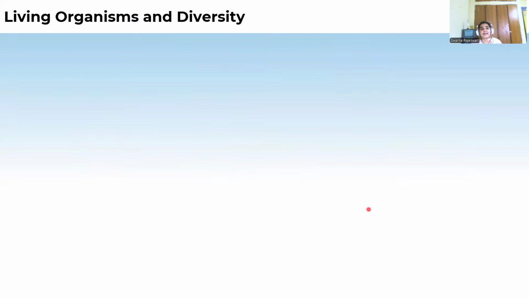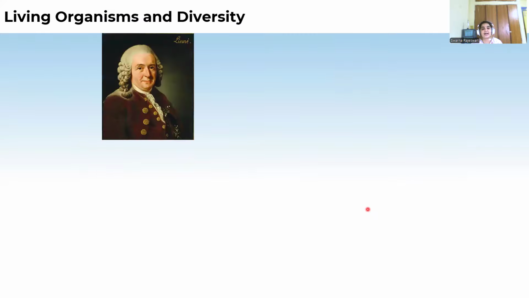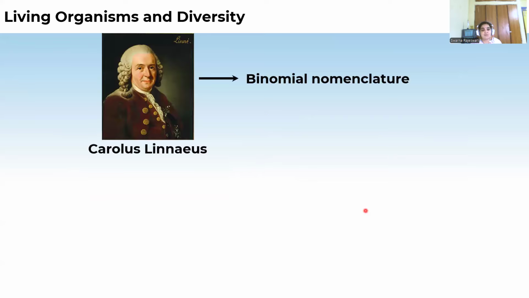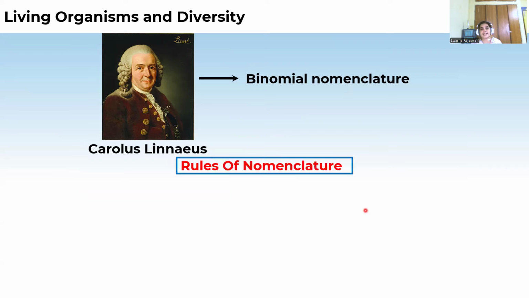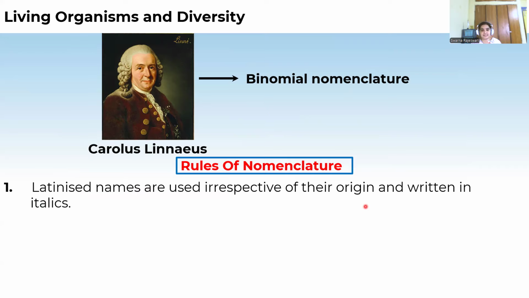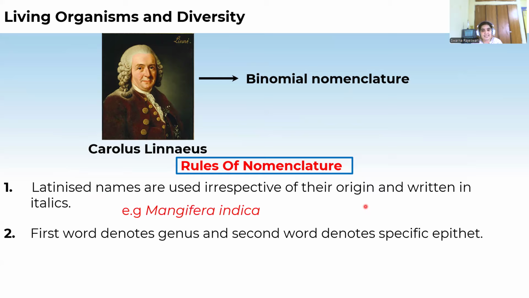Each plant or each animal or each fruit, anything, is given two names, which we call the genus name and species name, which is called binomial nomenclature. It was Carl von Linnaeus, a scientist, who formed the rules for this nomenclature, where all the names are given as Latin names. For example, in Mangifera indica, the first word denotes the genus and the second word denotes the species.